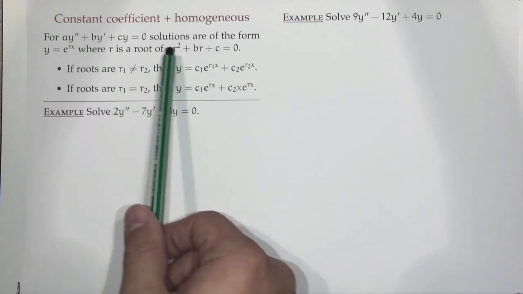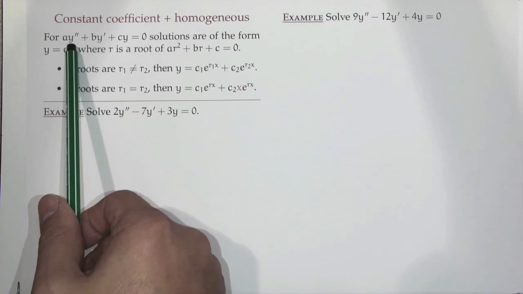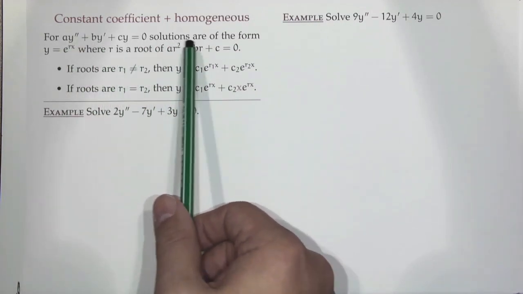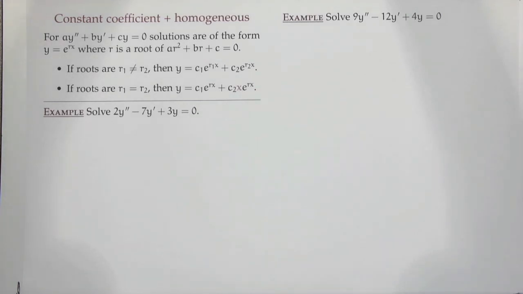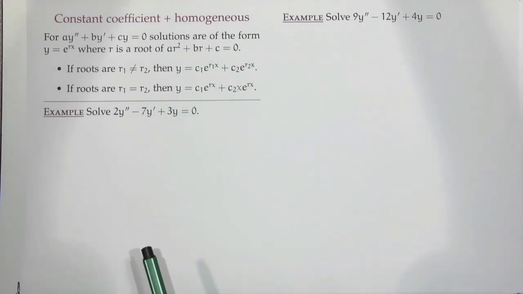And see how easy it is to jump back and forth? However many derivatives, that's the power of r. 2 derivatives, r squared. 1 derivative, r. No derivatives, no r. So we can jump back and forth. So we say, okay, great, find the roots. Now, if the roots are not the same, then they're linearly independent. We'll just take that as a fact. And so we say, look, here's a beautiful set of solutions.